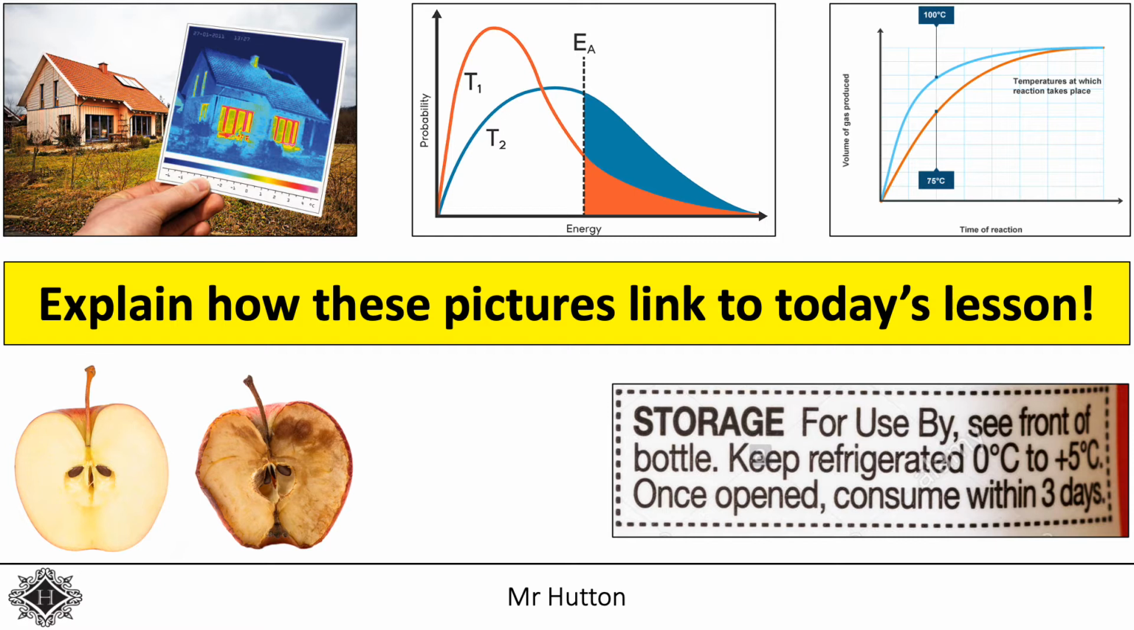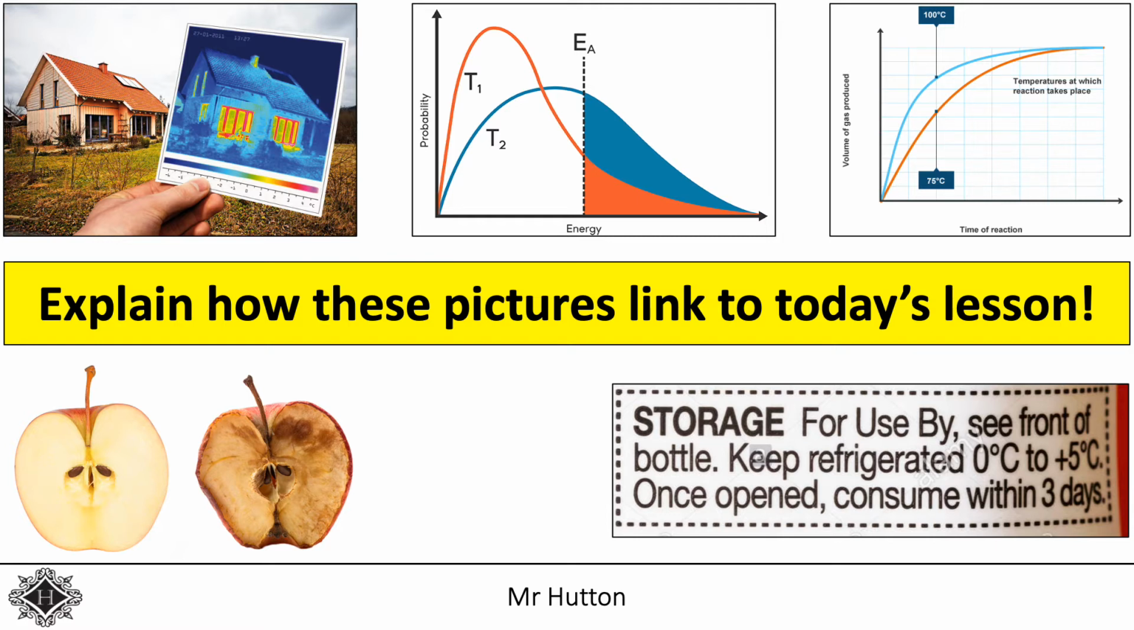So the next picture along, we've got a graph in the middle there with T1 and T2. T1 and T2 are temperature 1 and temperature 2. What you can see is that by changing the temperature, we can change the number of particles that have exceeded the activation energy. So the red line there is actually a lower temperature, because the y-axis there is your number of molecules. It's not actually a temperature graph. It's the number of molecules.